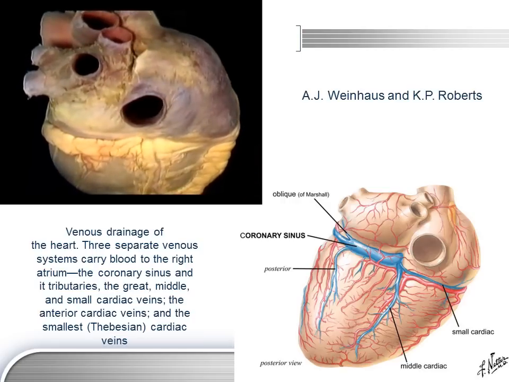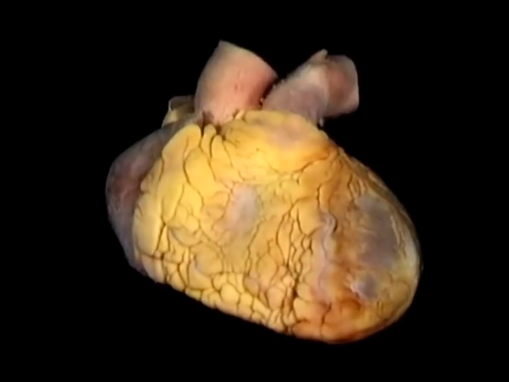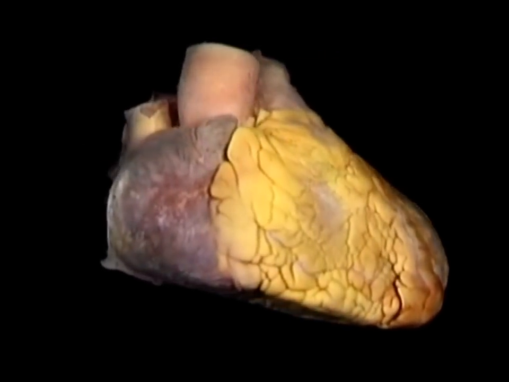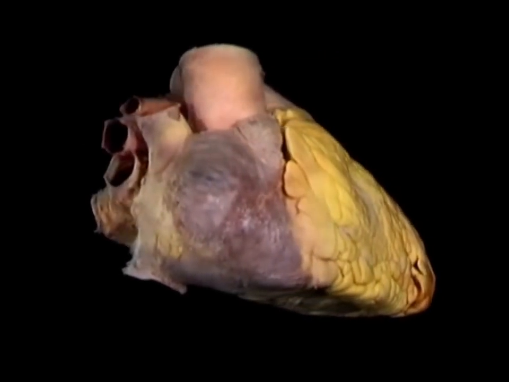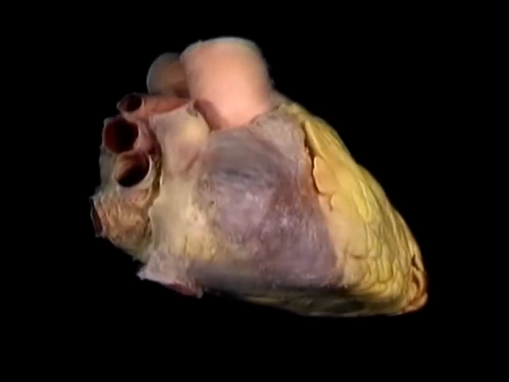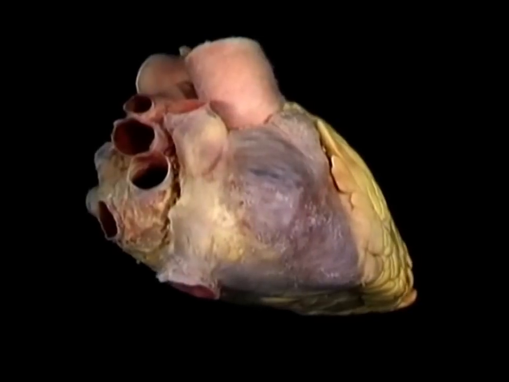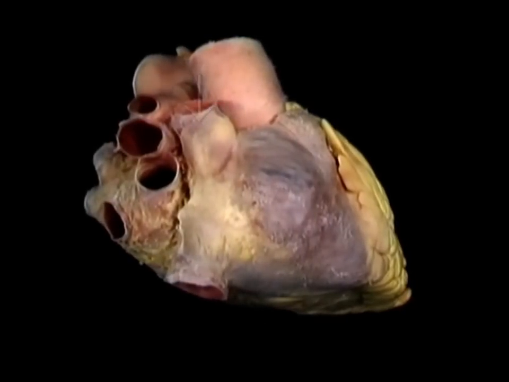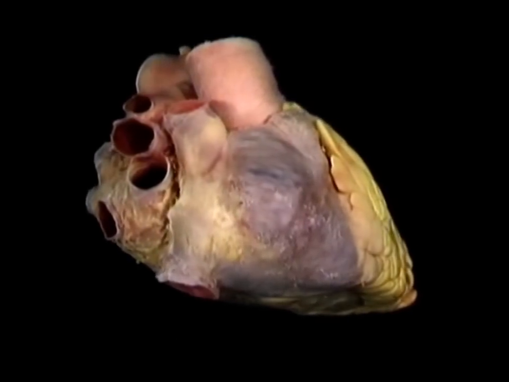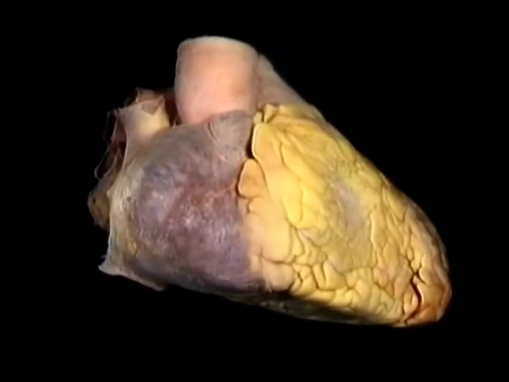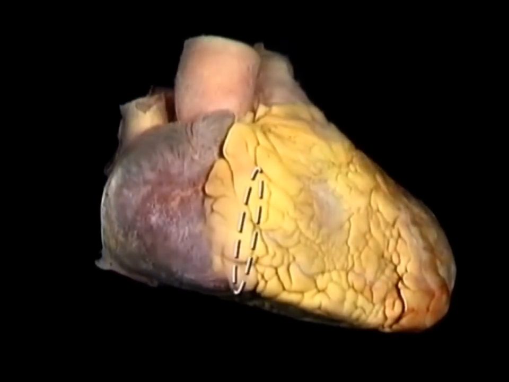Now that we've seen some dissected specimens, let's take a further all-around look at the heart intact. We'll take a second look at all four chambers, in the order in which blood passes through them. Here's the right atrium, with the superior vena cava entering above, and the inferior vena cava below. Here's the right atrial appendage. Here's the location of the tricuspid valve.